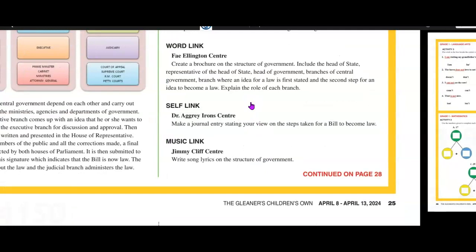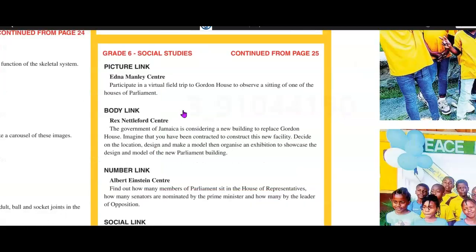Music link from the Jimmy Cliff Center. Write song lyrics on the structure of government. Picture link from the Edna Manley Center. Participate in a virtual field trip to Gordon House to observe a sitting of one of the Houses of Parliament. And lucky for us, we did this, right? So you have, in your mind, a real understanding of what is happening in the House of Parliament.